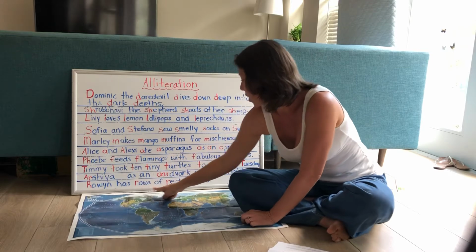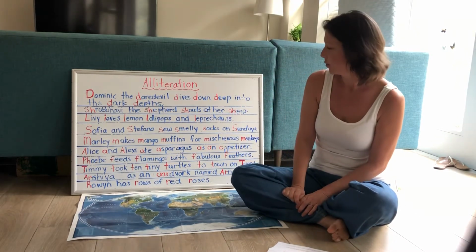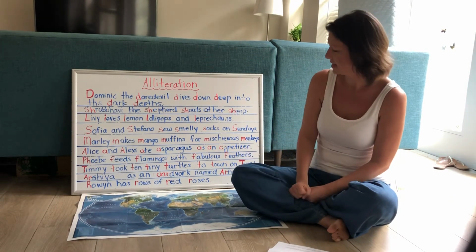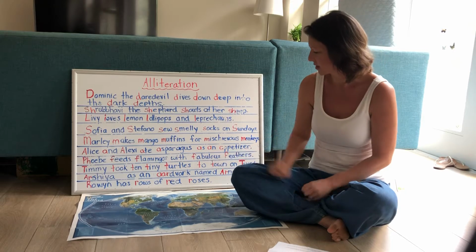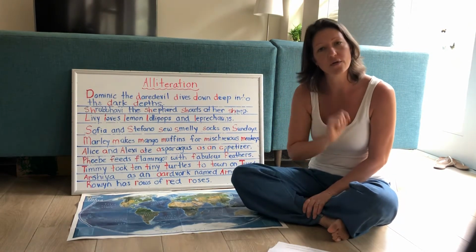Rowan has rows of red roses. Okay, last sentence. So by now, you're alliteration experts, right? That was probably pretty easy to pick out the fact that most of the words in this sentence begin with. That's right.